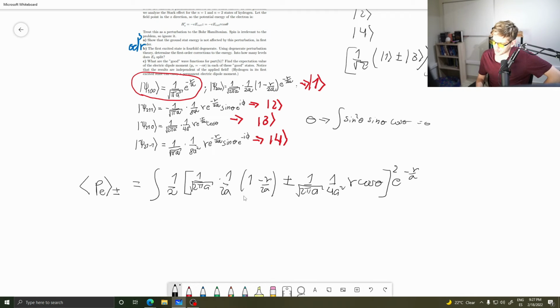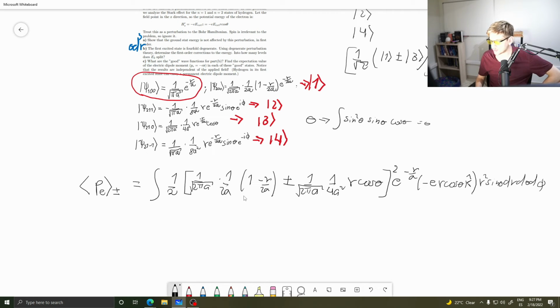Now let's not forget about the Hamiltonian that we're using. So minus e times the r vector in spherical coordinates. But that r vector, well, we already know that the x and y components, the i hat and j hat, will simply be 0. So let's go only for the remaining part, which is r cosine of theta k hat. Okay, and finally, r squared sine theta dr d theta d phi.